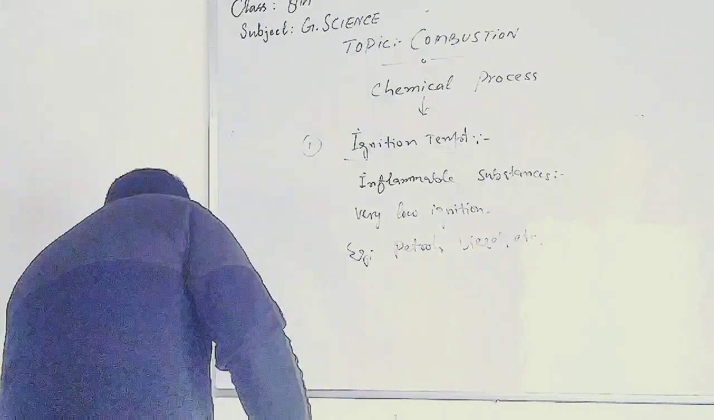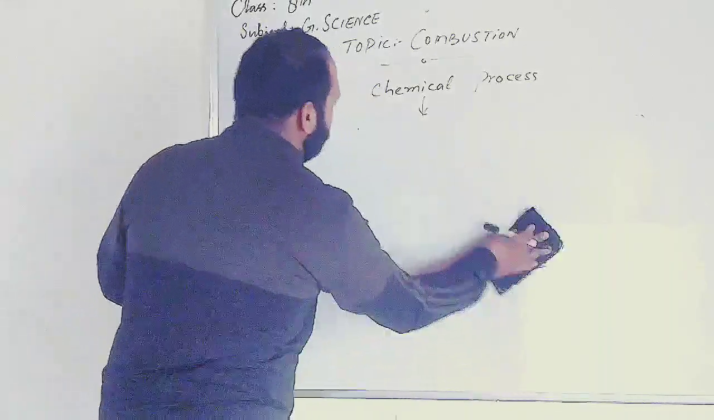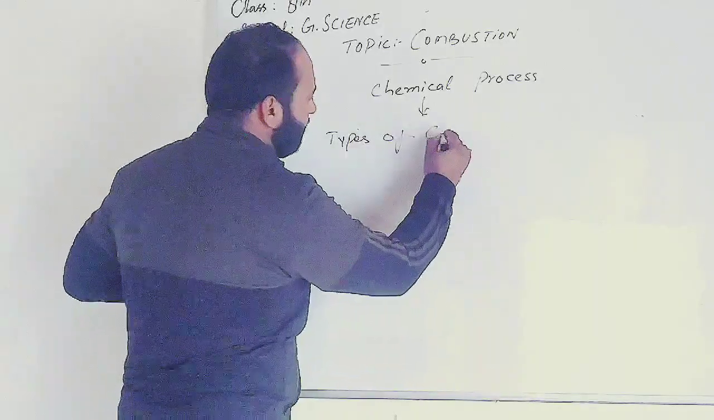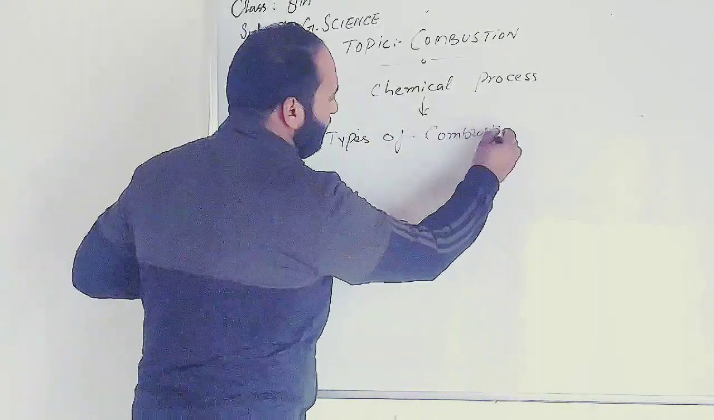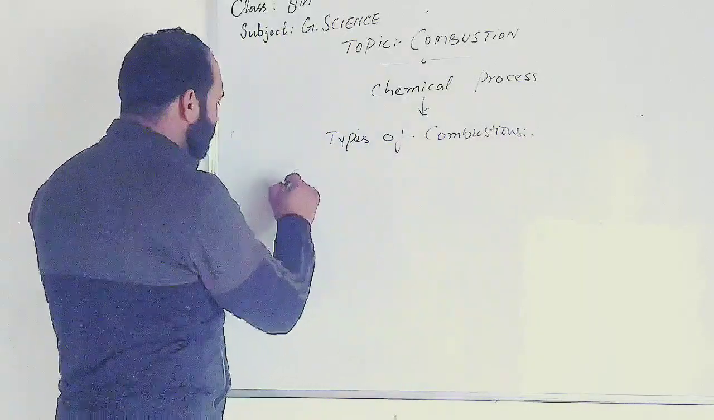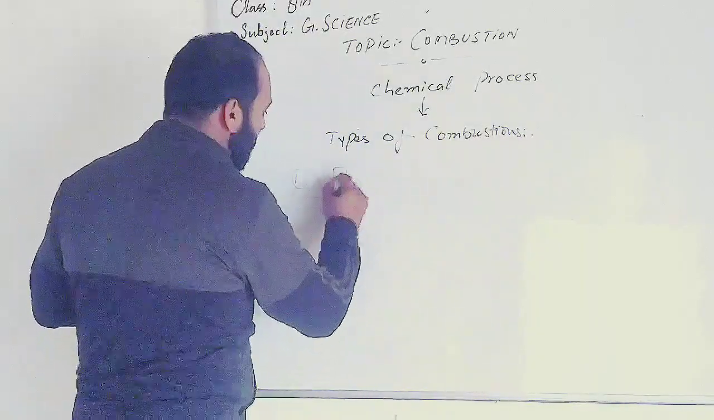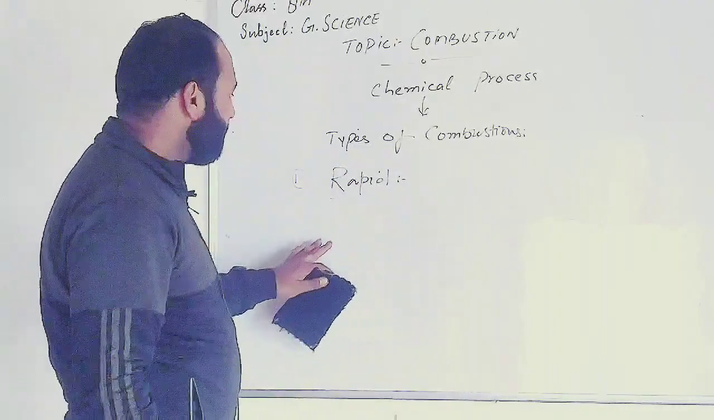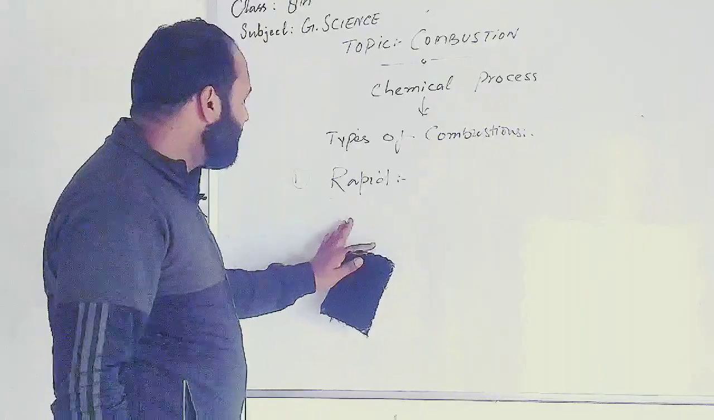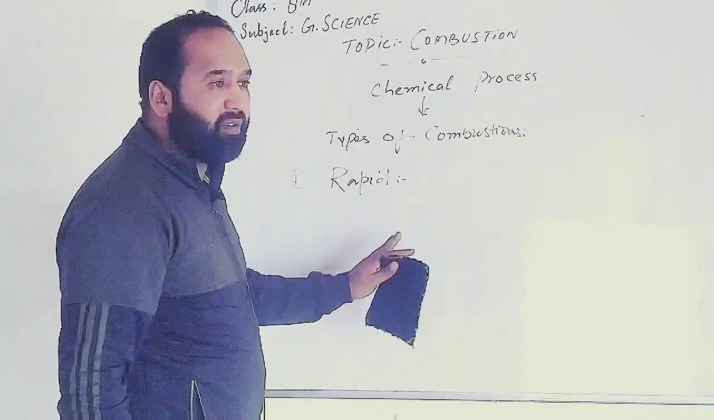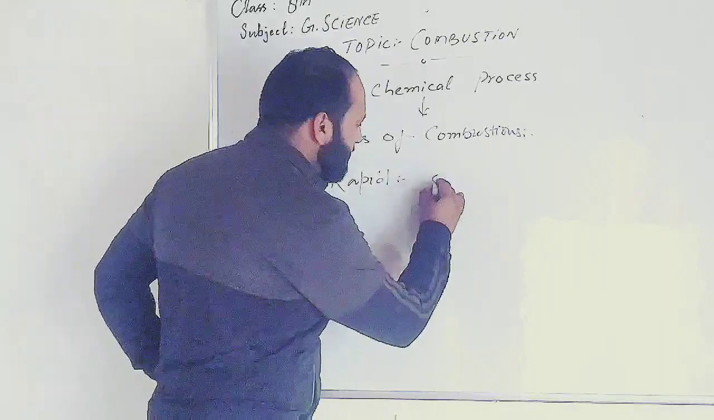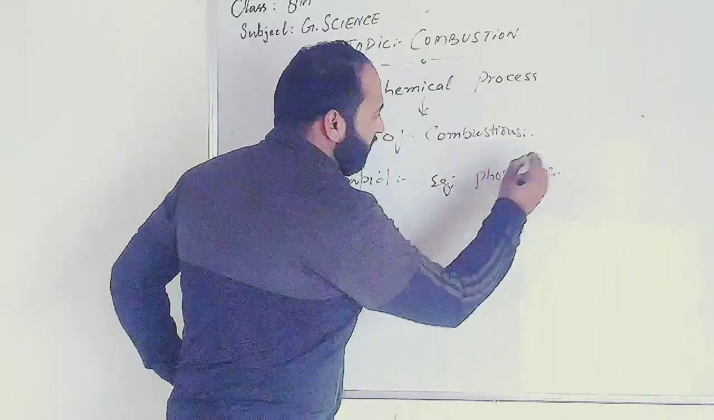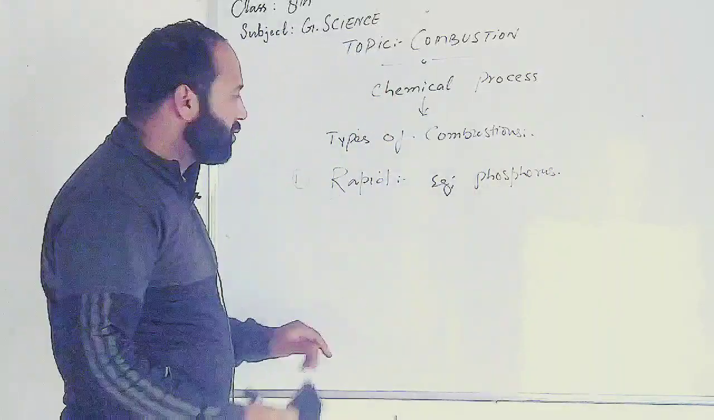Then we have different types of combustion. First of all, we have rapid combustion. Here a combustible substance burns rapidly or catches fire rapidly. For example, we have phosphorus. Phosphorus burns rapidly at room temperature.